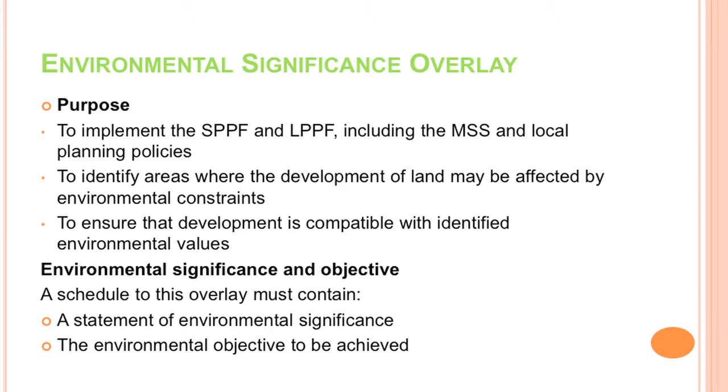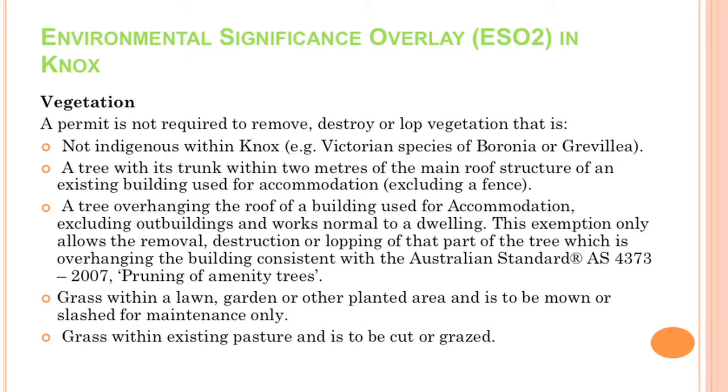Here is an example in Knox. The Environmental Significance Overlay Schedule 2 in Knox says a permit is not required to remove, destroy or lop vegetation that is not indigenous within Knox. So once again, it's important that we can identify this vegetation accurately.